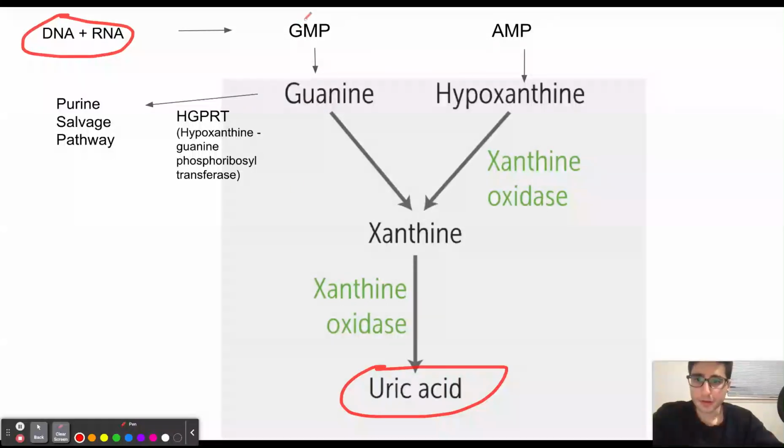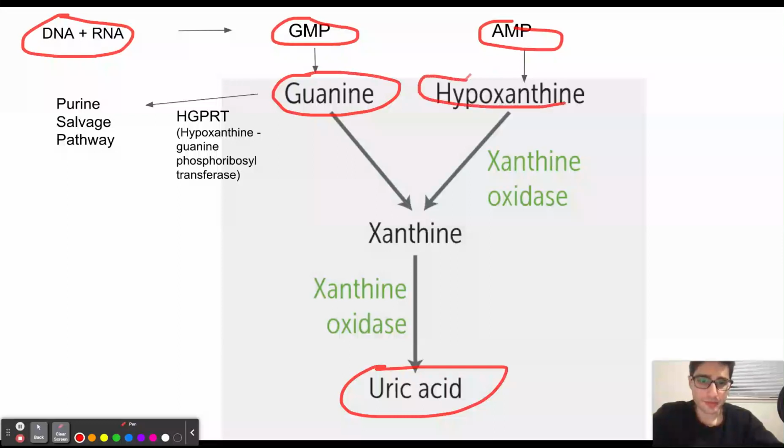Now, we're going to have guanosine monophosphate and adenosine monophosphate from the DNA and RNA. Guanosine monophosphate is converted to guanine, and adenosine monophosphate is converted into hypoxanthine. Guanine and hypoxanthine become xanthine, and finally, xanthine is converted into uric acid with the enzyme xanthine oxidase. And then uric acid is thrown out of our body by our kidneys.